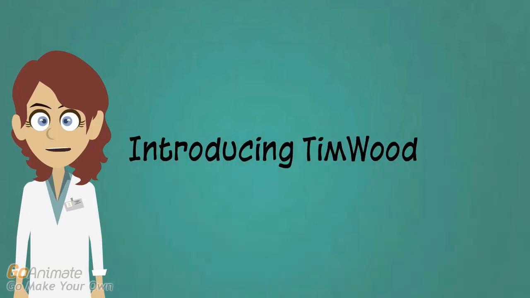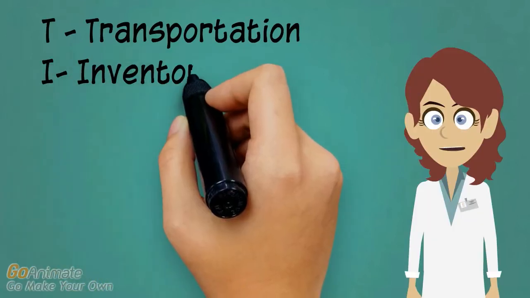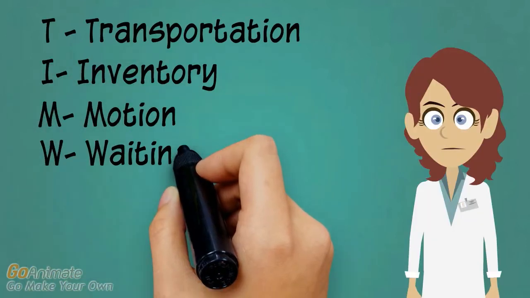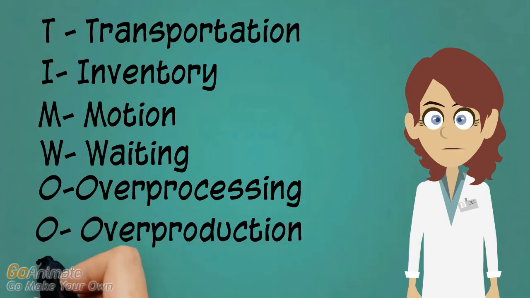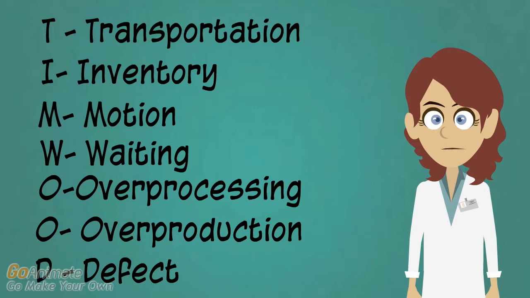Let's start by looking at the 7 phases of waste. We call this TIMWOOD. It all starts with waste. While companies often seek out incremental improvements in their value-added steps, far greater savings can be found by looking first at the waste in your processes, waste being anything customers don't value. TIMWOOD stands for transportation, inventory, motion, waiting, overprocessing, overproduction, and defects.